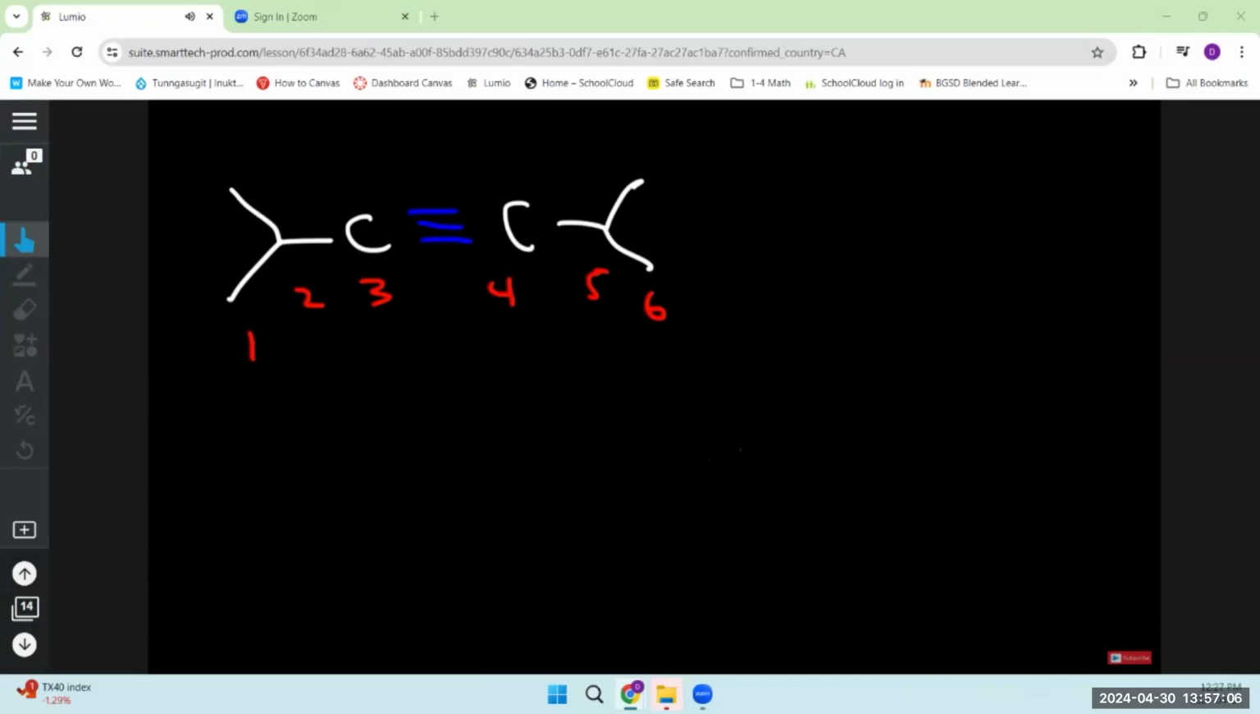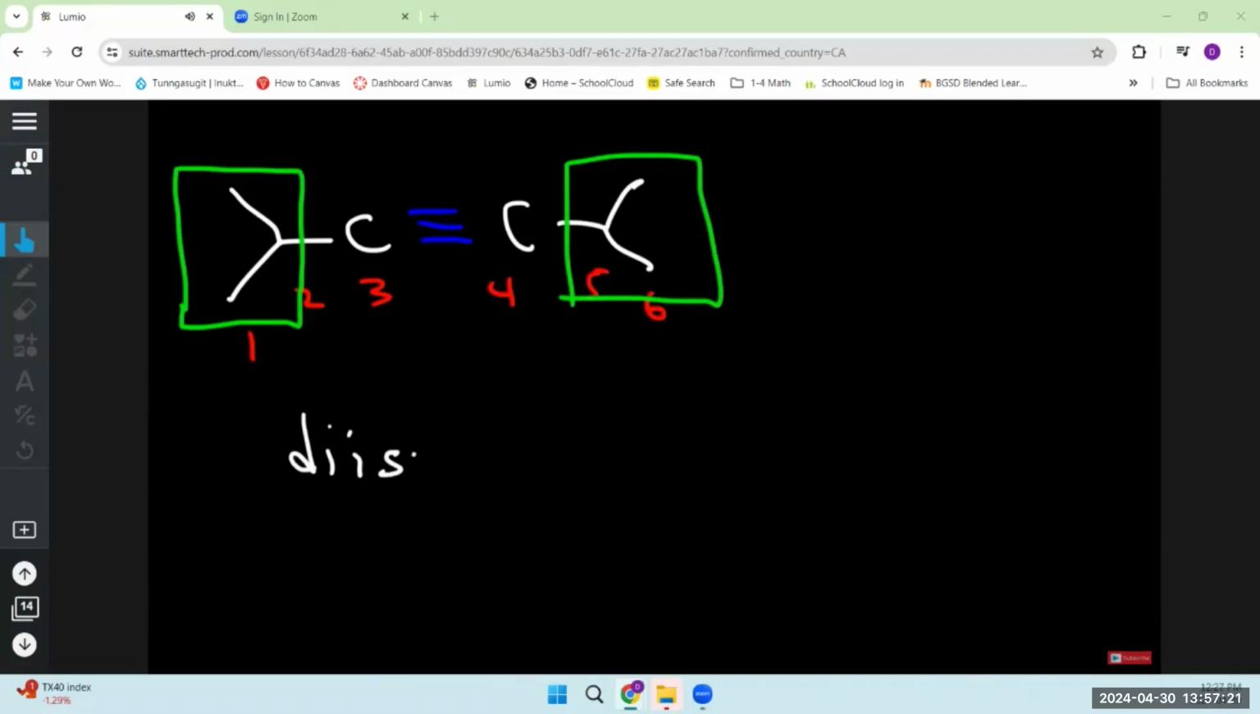Now, what is the common name for this particular molecule? Notice that we have an isopropyl group on the left side and on the right side. So this is going to be called diisopropyl acetylene.